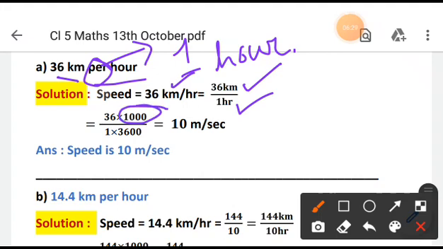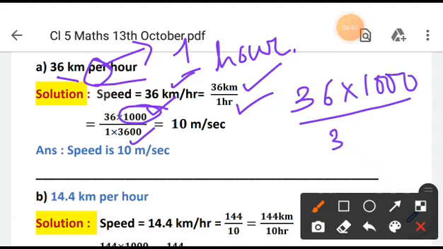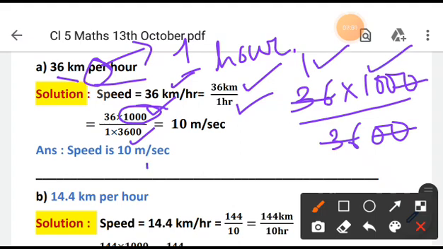Here the speed is given in kilometer per hour and you will have to convert it into meter per second. So for that you need to have the distance given in kilometer changed into meter. So you write 36 into 1000 by 1 into 3600. Then after that you do the cancellation, 36 into 1000 by 3600. So you can cancel out the 2 zeros, then after that 36 into 1 is 36. Now you have 1 into 10, that is 10 meter per second.